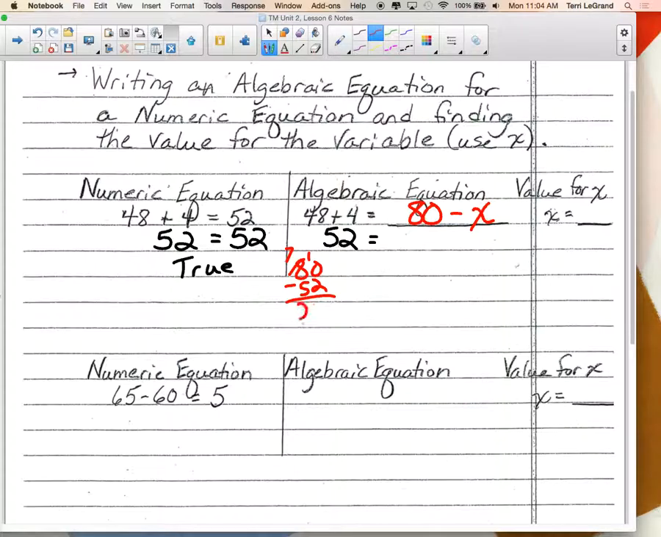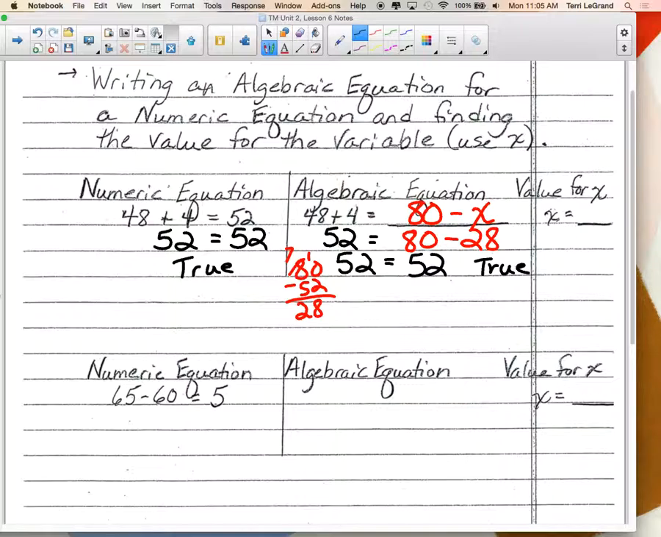I think it would be 28, wouldn't it? Yeah. So we could say then, oh, that would be our x. So 80 take away 28, would we end up with 52? Well, we just said if you take 52 away from 80, you get 28, so it sure seems like that's what we should get, shouldn't we? Okay. So this is true. We end up with a true statement.